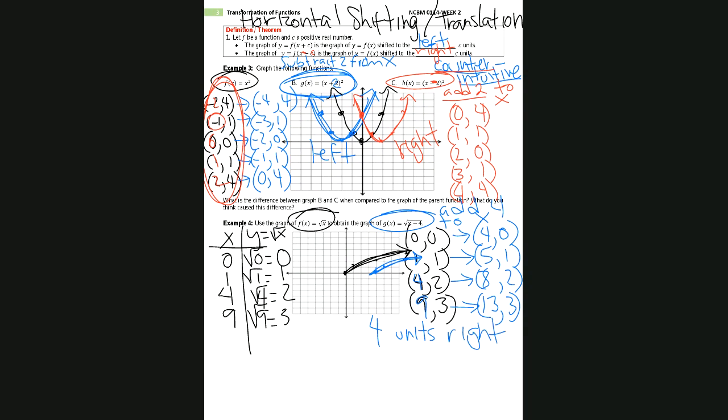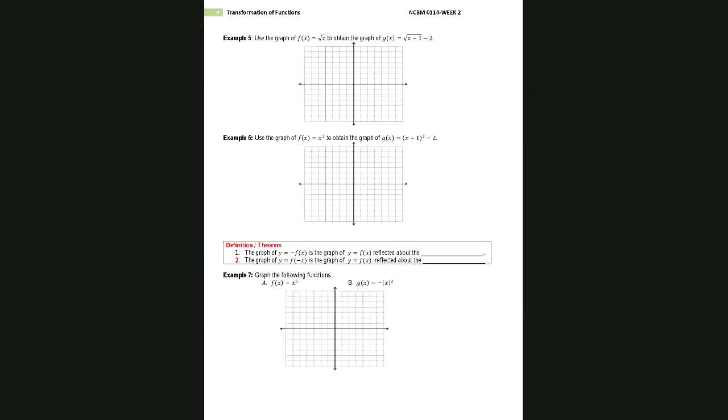Okay, now let's move on to our last and final page. So we already know how the parent function of the square root function looks like. Now we're going to go ahead and graph something that has two things. It has a vertical shift and it has a horizontal shift. So let's plot the points that I'm going to use. 0, 0, 1, 1, and 4, 2.